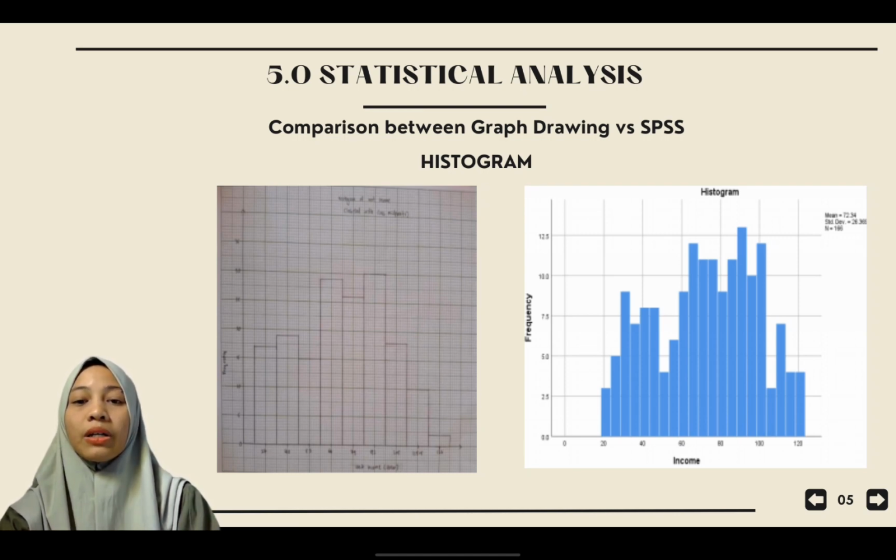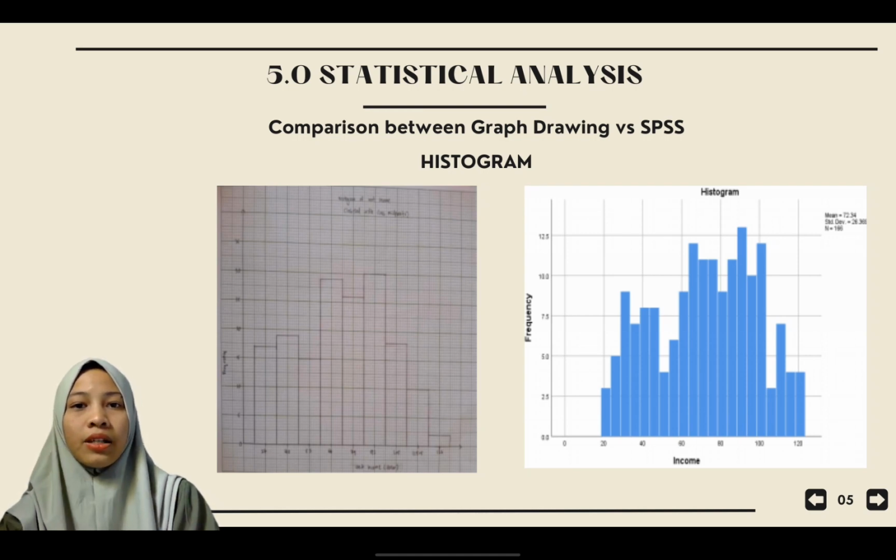Now I will present the comparison between graph drawing versus SPSS. Firstly, histogram. Drawing graph is using grouped data and plotted with x-axis and y-axis. The x-axis represents the midpoint of the class interval and the y-axis represents the frequency. Then, the graph of SPSS is using ungrouped data. The x-axis and y-axis are the same as the drawing graph. The shape of the distribution is bell shape for both graphs.